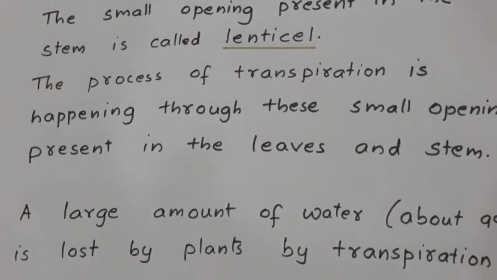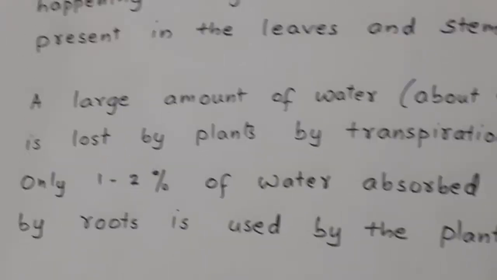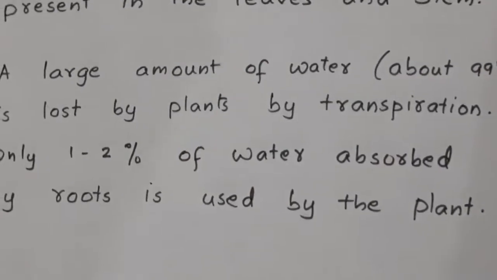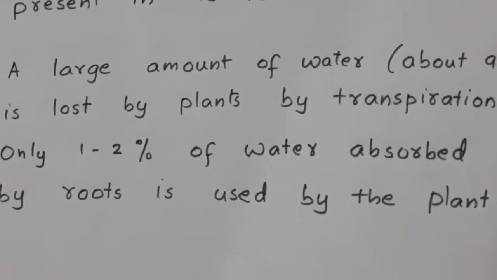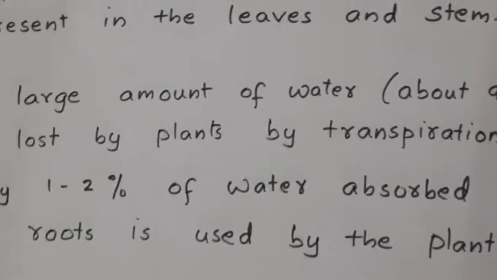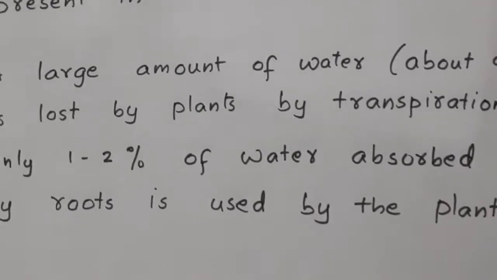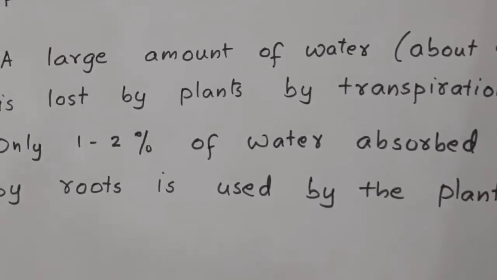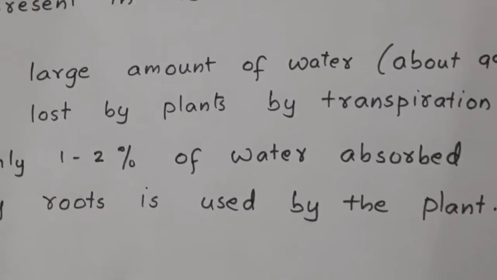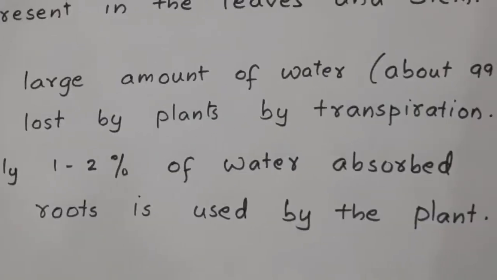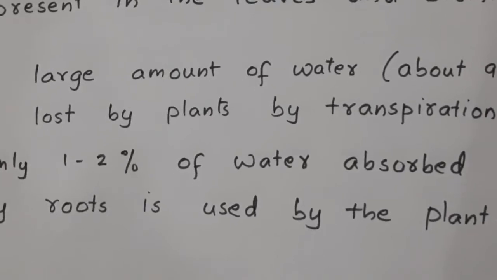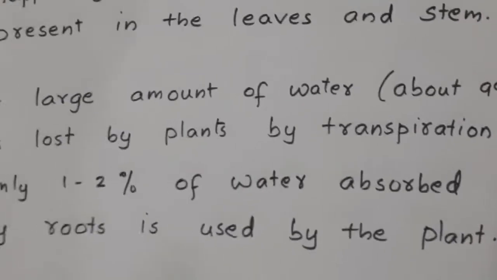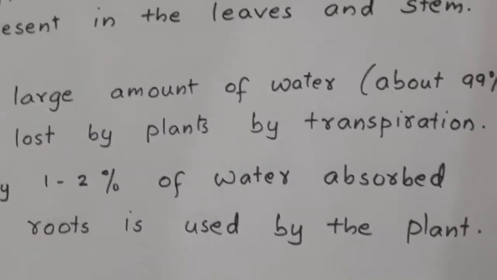And it's a fact, a large amount of water, about 99% of water is lost by plants by transpiration. Only 1 to 2% of water absorbed by roots is used by the plant. From the amount of water absorbed by the roots, from that 99% of water is losing by the process transpiration. Only 1 or 2% only used by the plants for its lively work.